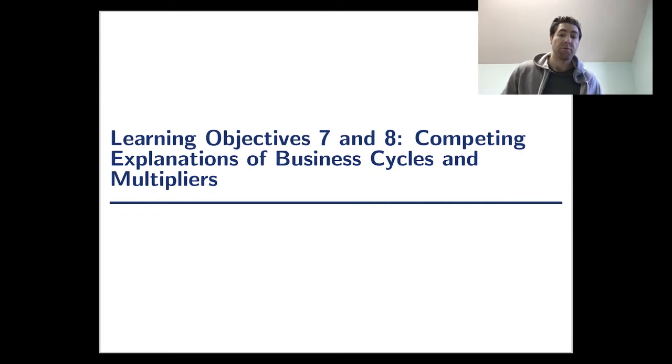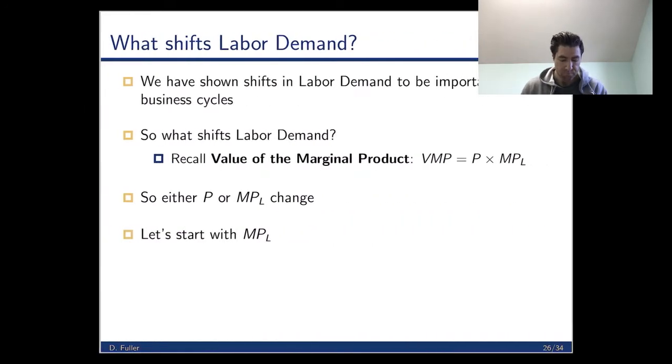All right, so in learning objectives 7 and 8 here, which we're going to take together, we're going to take a look at different explanations of what causes these business cycles, the shift in labor demand, and also try to explore this idea of a multiplier, which explains how an initial shock is amplified and causes a much bigger decrease in employment and real GDP than what happened just with the initial shock.